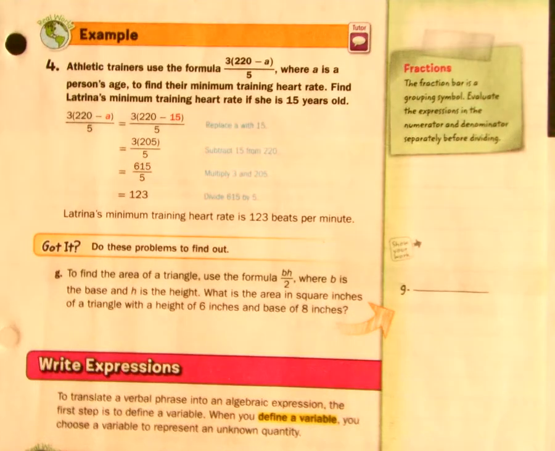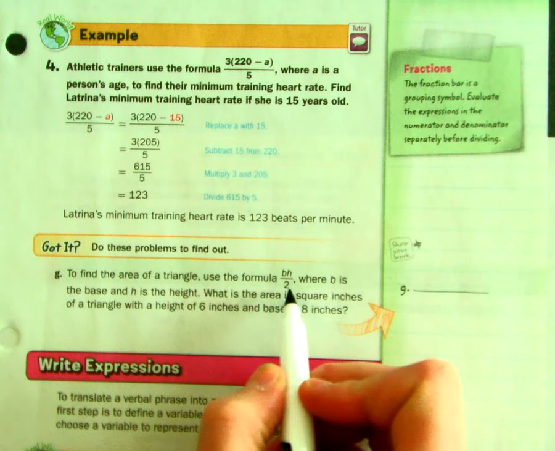Okay, the next thing we are doing is we're going to use a story problem. So again, we use the same concepts here. If they give us an expression and we know what our variables equal, we're going to substitute those in. So letter G says, to find the area of a triangle, use the formula base times height divided by 2, where b is the base and h is the height. What is the area in square inches of a triangle with a height of 6 inches and a base of 8 inches? So I'm going to use my formula, base times height divided by 2.